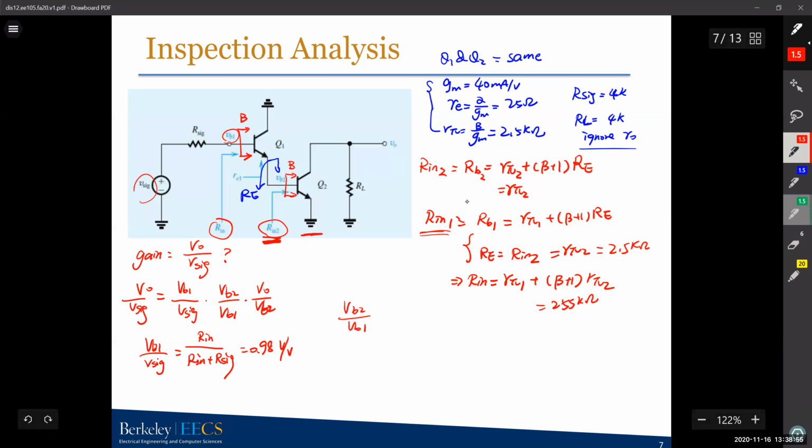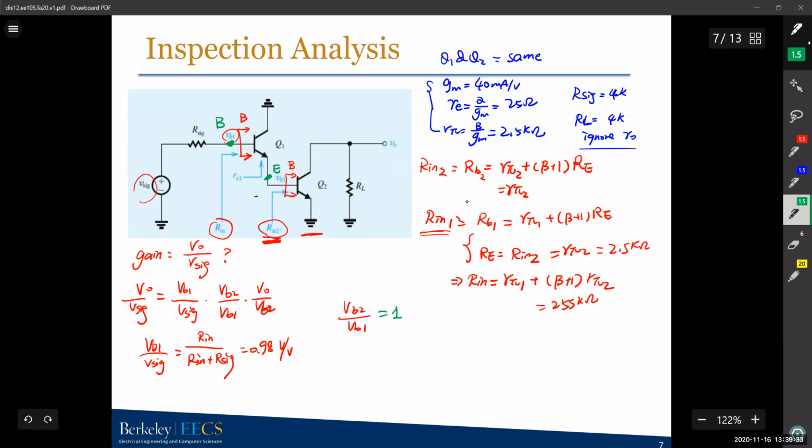So let's say, what's your VB2 over VB1? Your VB2 is here, and this is your VB1. What's the corresponding model to it? This is the gain from base to emitter, right? We have defined before, for the inspection analysis, that the base and the emitter are just called a source follower. So the gain between them is just 1. You can just say VB2 over VB1 is just 1.